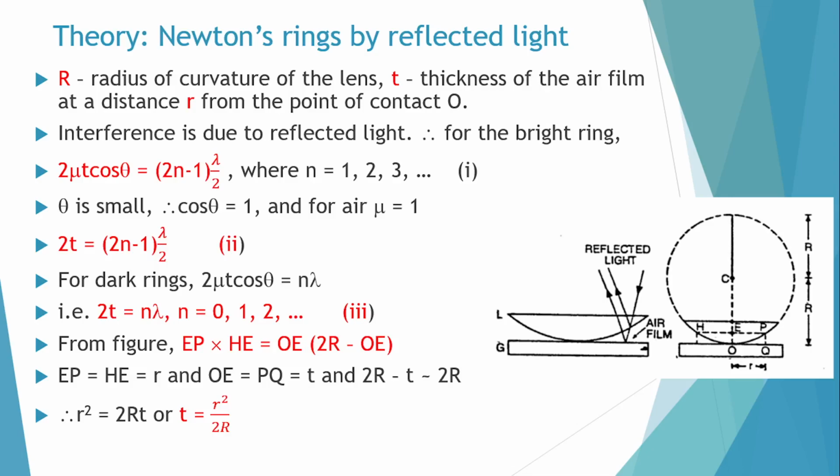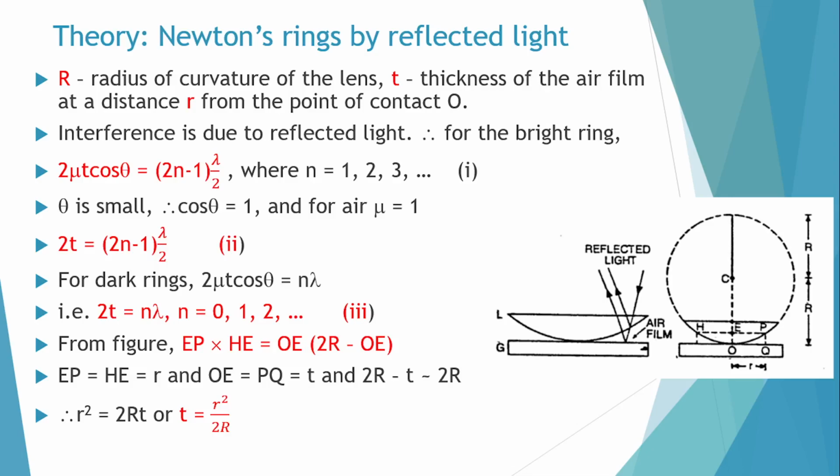Now in the present case, theta, the angle of refraction, is very small, so near to 0, therefore cos theta is equal to 1. And again, the film is an air film, therefore mu is equal to 1. Refractive index of air is 1. So by putting these two values, formula 1 reduces to 2t equal to (2n minus 1) into lambda by 2. Okay, so this is about the bright rings.